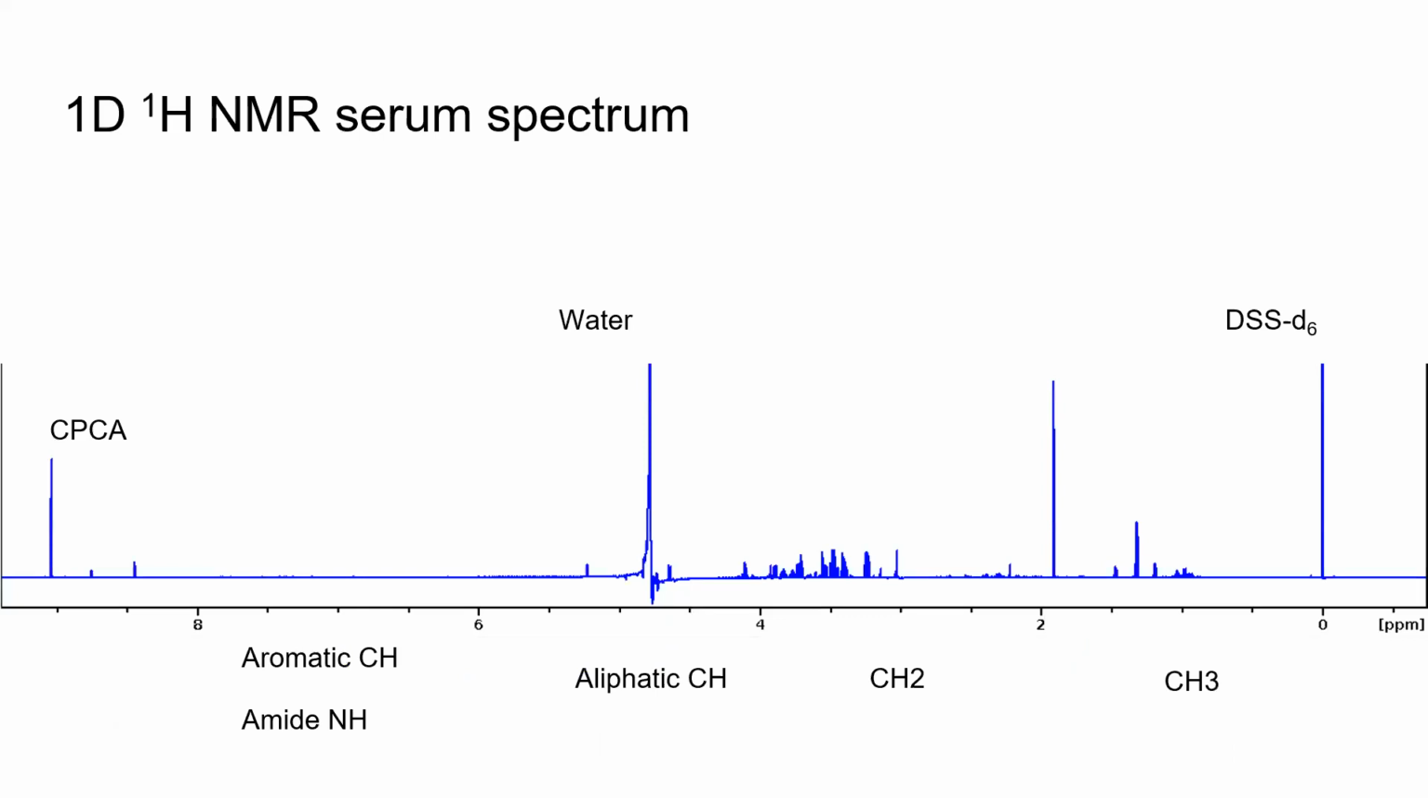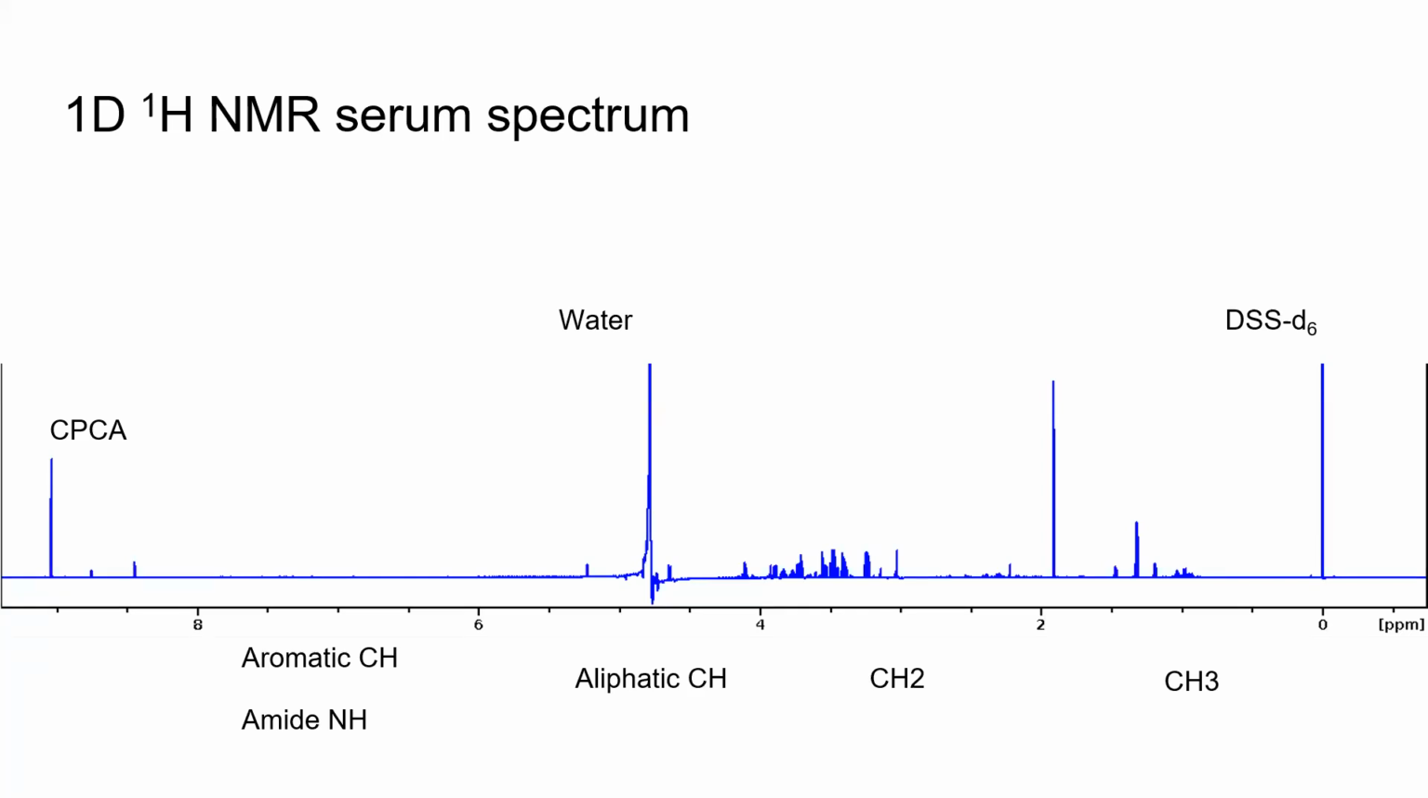So this is a 1D proton or hydrogen NMR spectrum of serum. All the peaks you see in the spectrum represent some hydrogen atom in the serum sample. In the middle, there's a large water peak, and on either end are the DSS-D6 and the CPCA internal standards. And then all the other peaks come from small molecules from the serum.